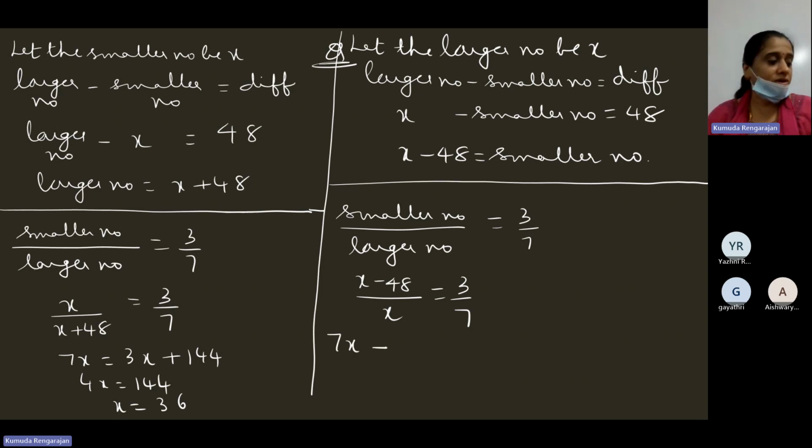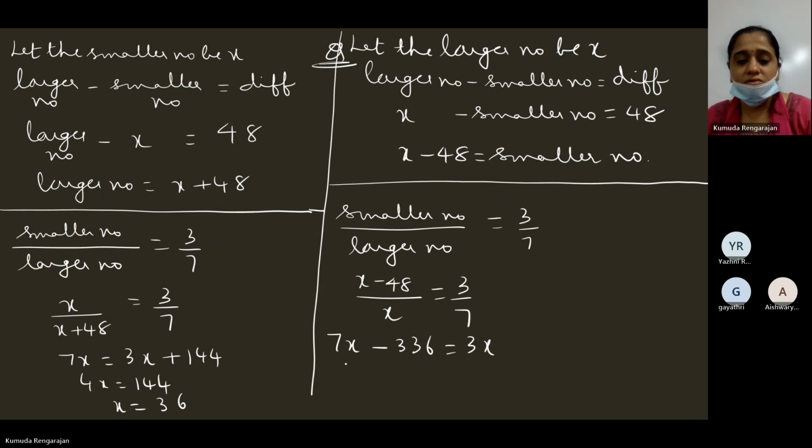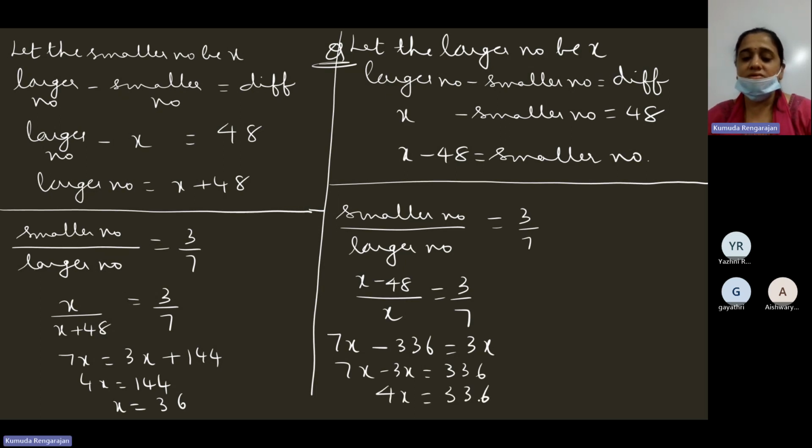Similarly, here solve the equation. 7 into x minus 48, 7 into 48 is 336, is equal to 3x. So 7x minus 3x is equal to 336. 4x is equal to 336. So x is equal to 336 by 4. So here you will get the larger number because x is the larger number here.